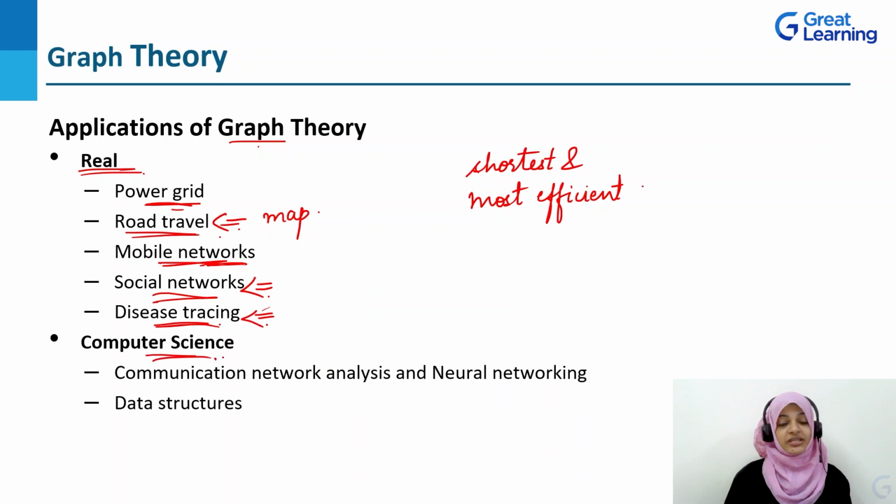Let us look at the computer science applications of graph theory. Computer science applications are most commonly seen in network analysis, where we are talking about computer networks and also in neural networks.